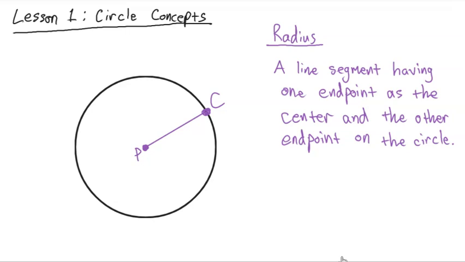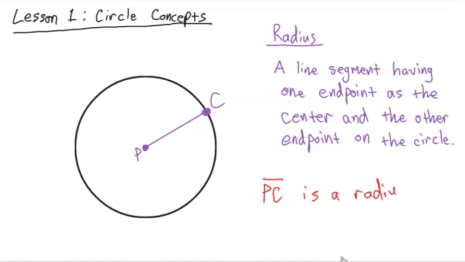So circle P has this radius, and it's a line segment that runs from P over to this point C on the circle. This is one of the points on the circle. And so there's a line segment that goes from the center of the circle to a point on the circle, and that line segment is called a radius. So in this case, we would say line segment PC is a radius.